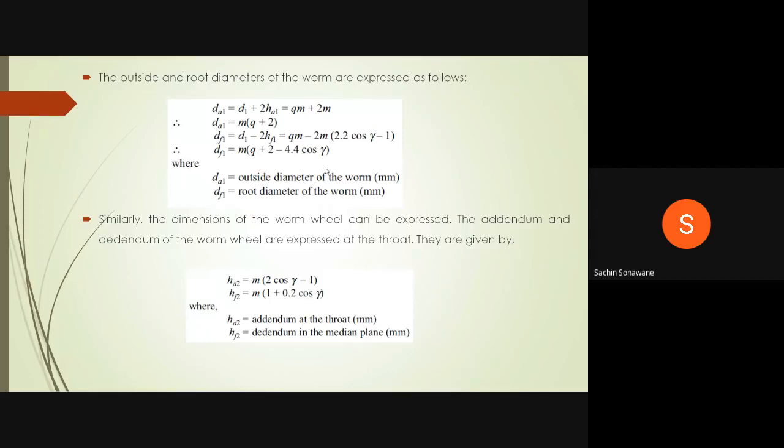Similarly, the dimensions of the worm wheel can be expressed. The addendum and dedendum of the worm wheel are expressed at the throat. They are given by ha2 is equal to m into (2 cos gamma minus 1), hf2 is equal to m into (1 plus 0.2 cos gamma), where ha2 is the addendum at the throat in mm, and hf2 is the dedendum in the median plane in mm.